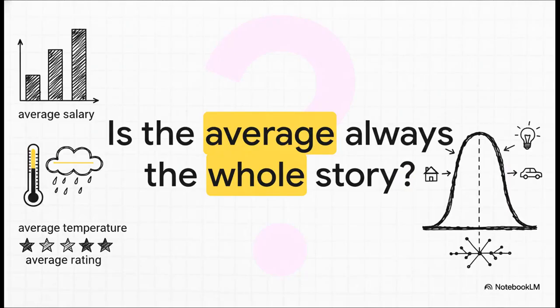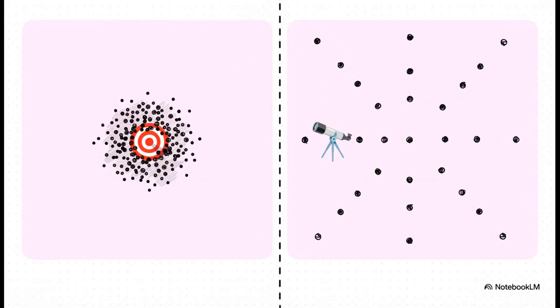We all love a simple answer, right? We ask for the average salary, the average temperature, the average rating on a product. It just feels so neat and tidy. But here's the question. Is that one simple number really telling us the whole story, or is it actually hiding the most interesting parts?